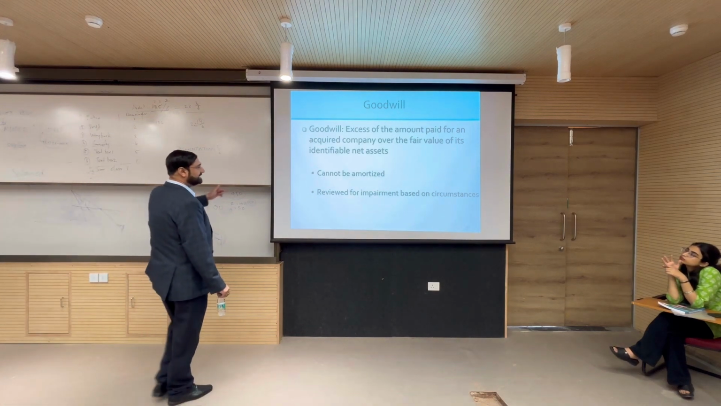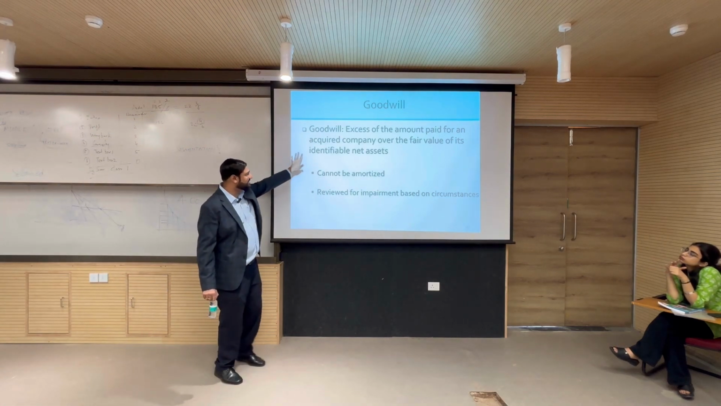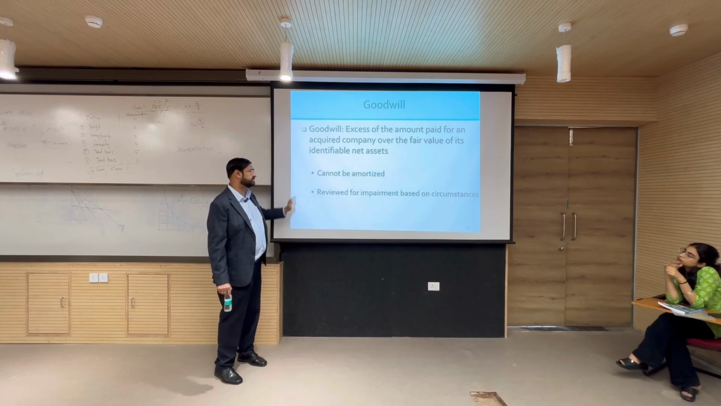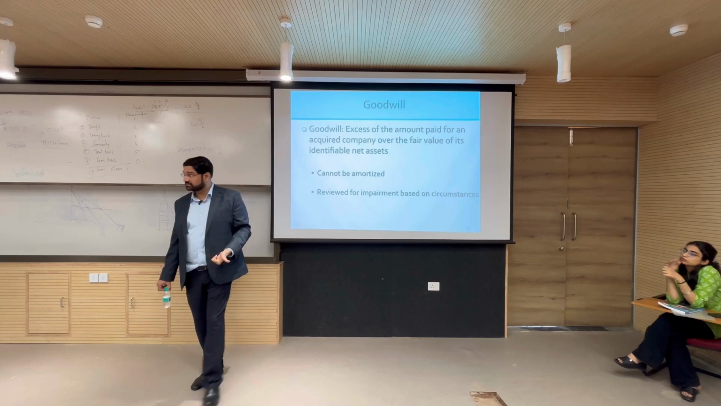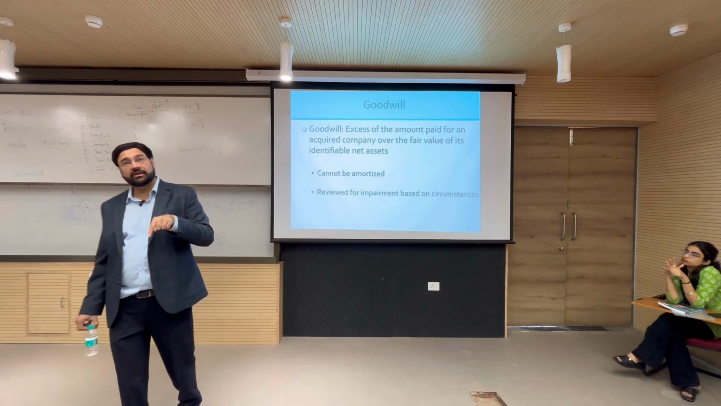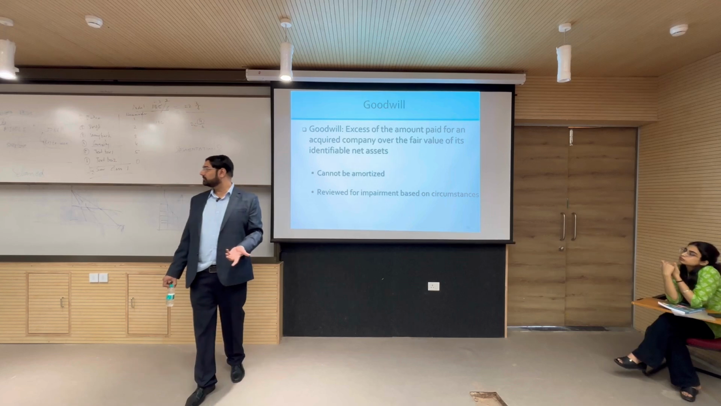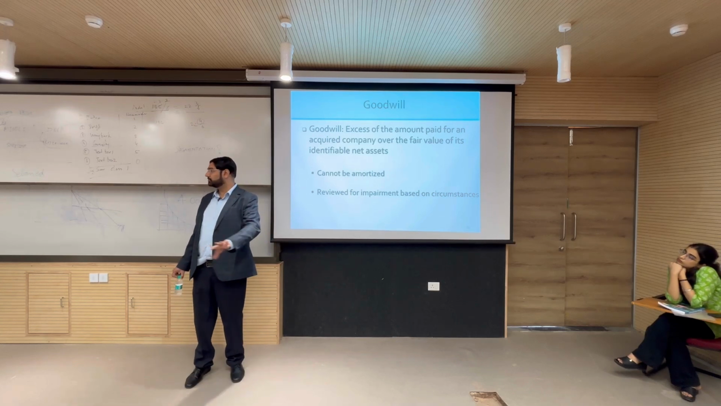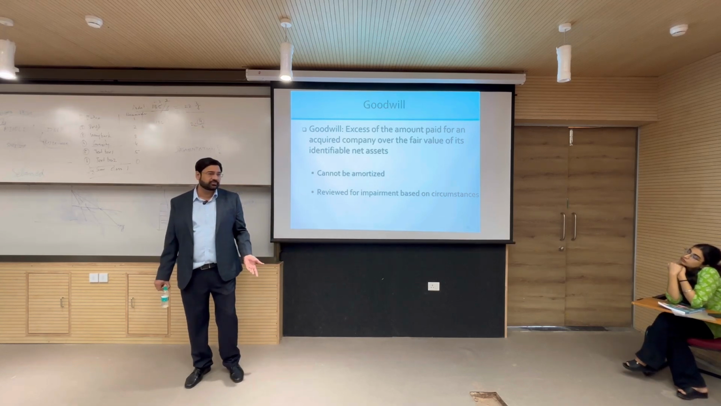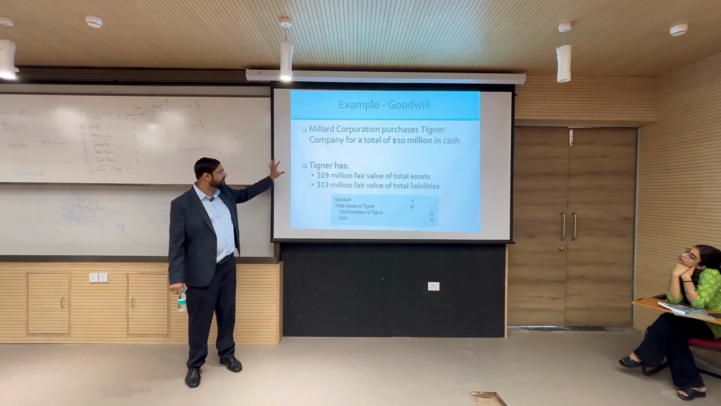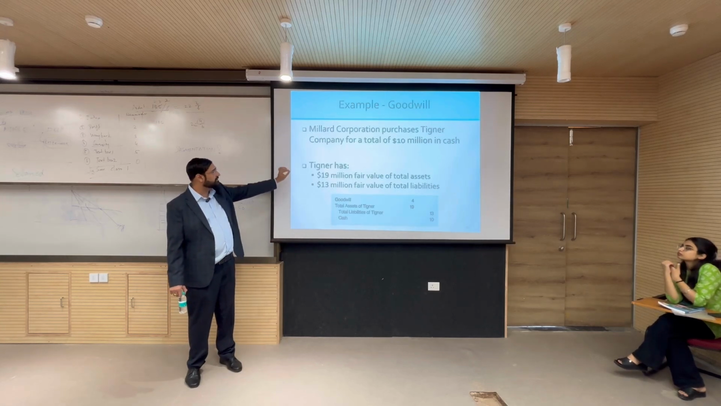So, goodwill is the excess of amount paid over the fair value of its identifiable net assets. It cannot be amortized, but it is reviewed for impairment. So, goodwill cannot be amortized, but it is reviewed for impairment. So, whether this goodwill really exists or not, 2 years later you will say, yaar, khatam karo isko. It is unnecessarily sitting in our books as an asset, right.